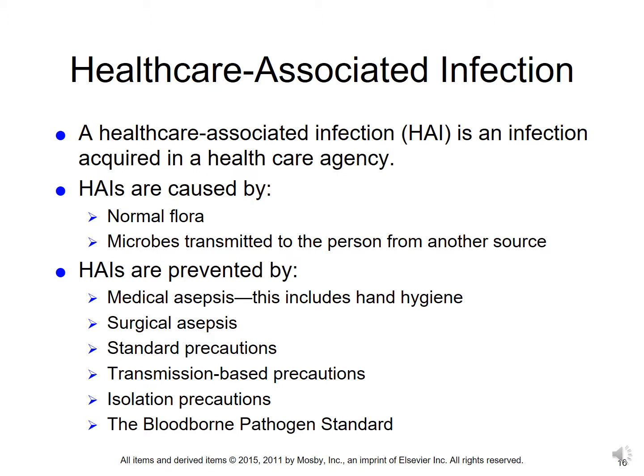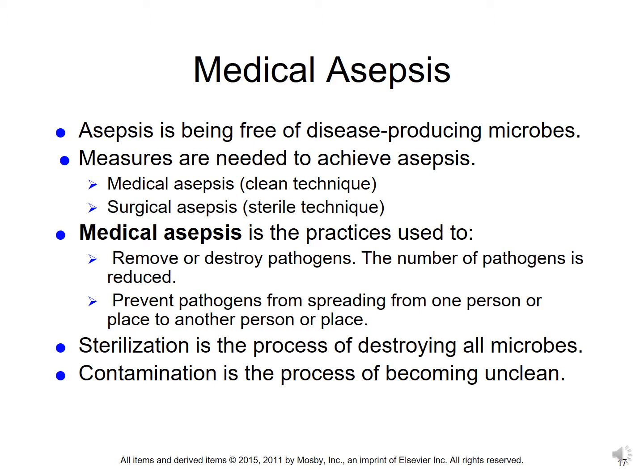Okay, ways that we prevent HAIs: medical asepsis, including hand hygiene, surgical asepsis, standard precautions, transmission-based precautions, isolation precautions, and the bloodborne pathogen standard. And these will be talked about more individually on future slides. So let's start with asepsis. If we consider asepsis as a large umbrella, we need to know the definition: asepsis is being free of disease-producing microbes, specifically disease-producing. There are two categories that fall under that broad category of asepsis.